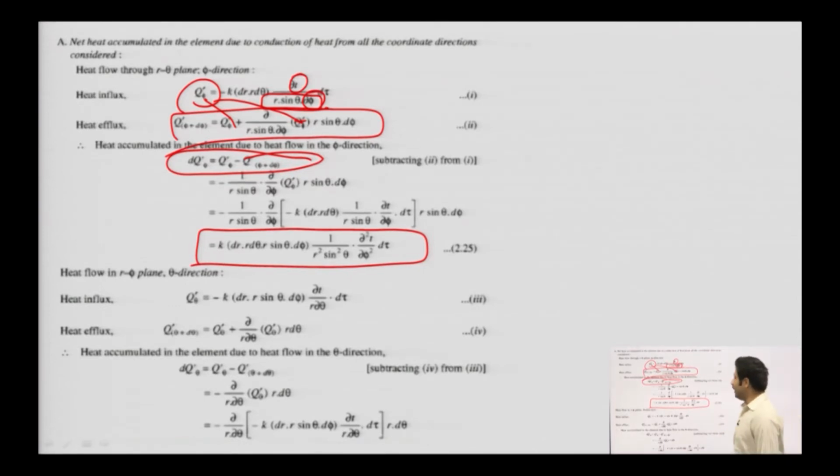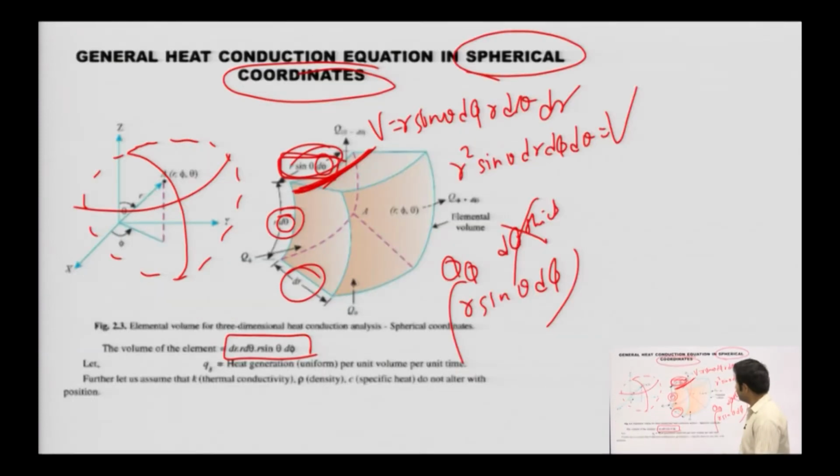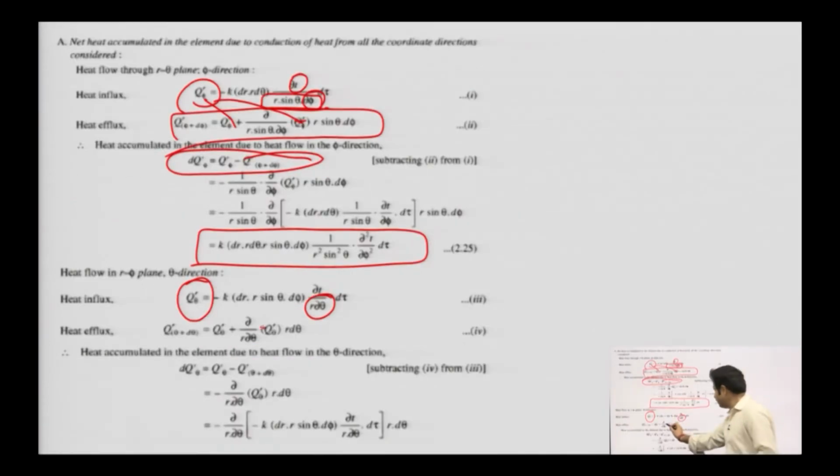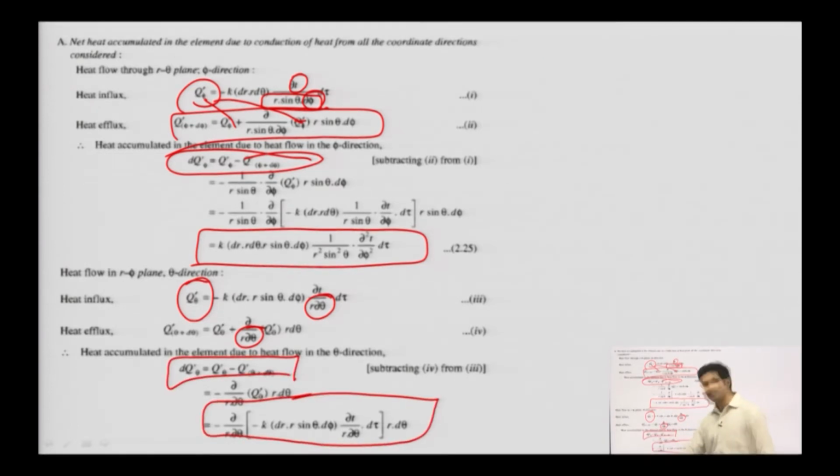Now heat flow in the r phi plane in the theta direction, that is heat influx. So in theta, this is the complete thing. I'll show you. This will be the thickness, and the same thing goes on. Subtract it, and with a little arrangement, get this.